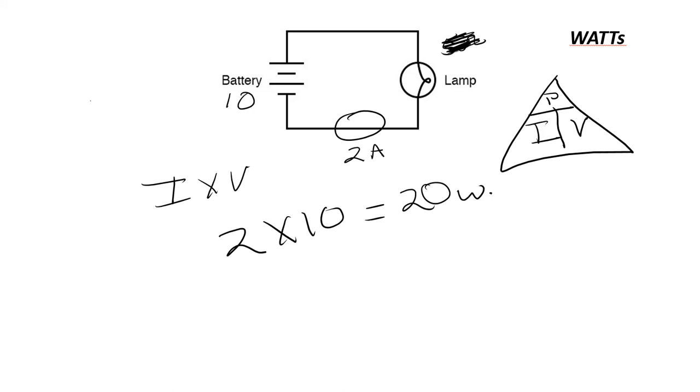All right. So here we go. We can find our watts by getting the amps times our volts. 2 times 10 equals 20. So our answer to this is it's a 20-watt circuit.